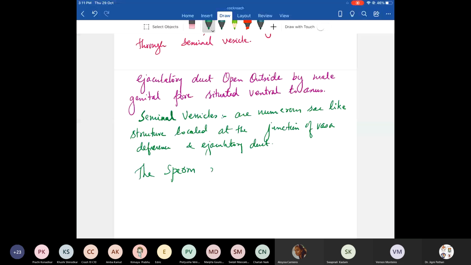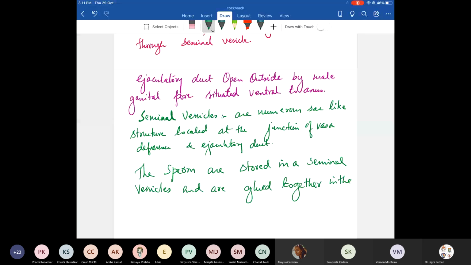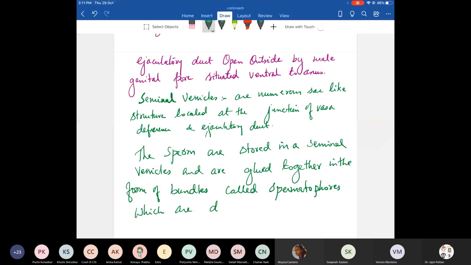The sperm are stored in the seminal vesicles, and are glued, meaning they stick together, in the form of bundles called spermatophores, which are discharged during copulation. I'll tell you what exactly happens.